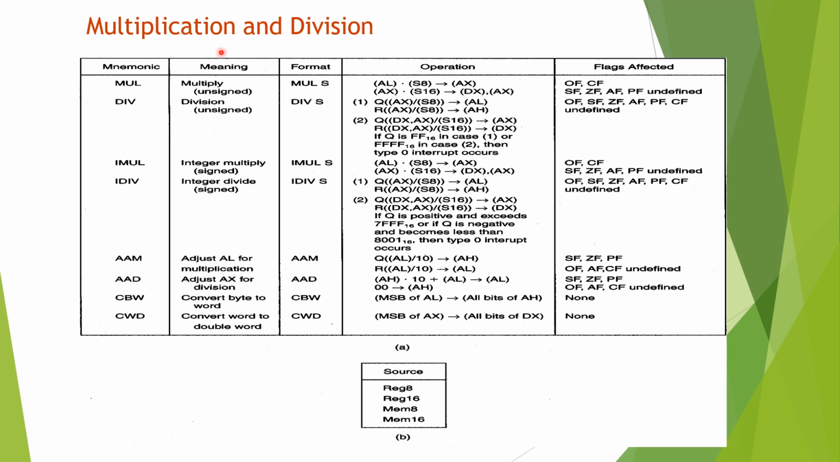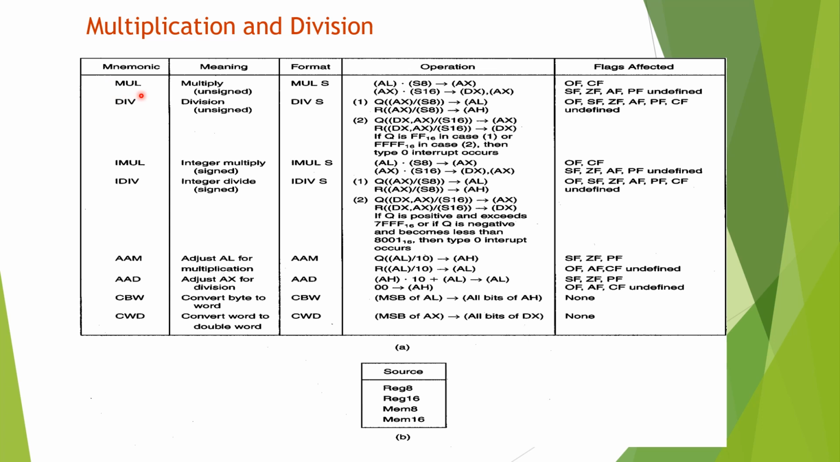The next instructions are multiplication and division. Here we can perform unsigned multiplication and division operations. AAM stands for adjust AL for multiplication, and AAD adjust AX for division. CBW is converting byte to word, and CWD is convert word to double word.